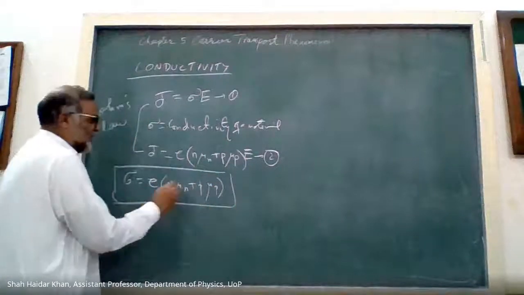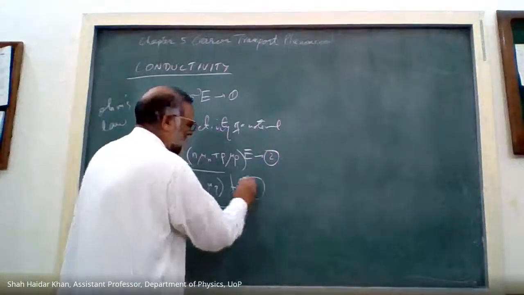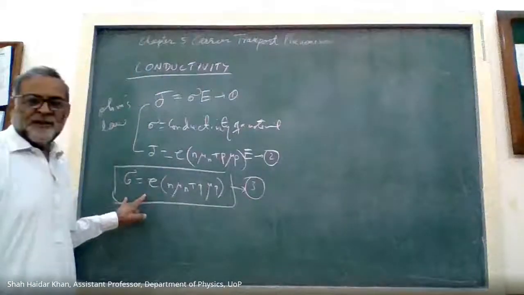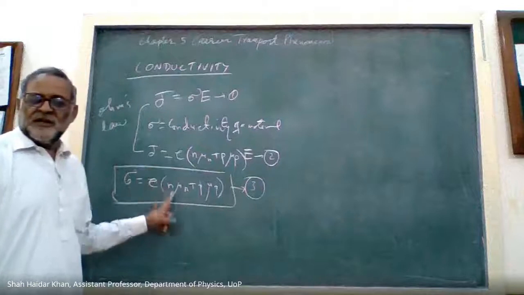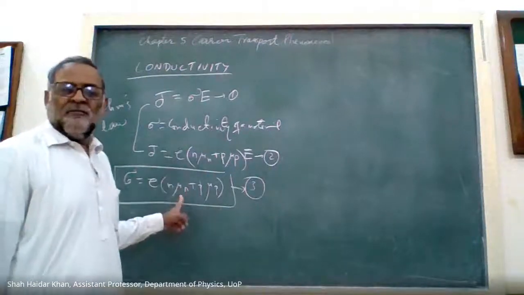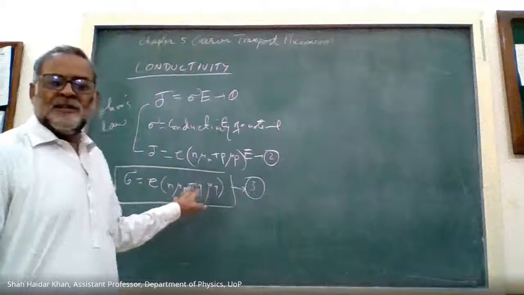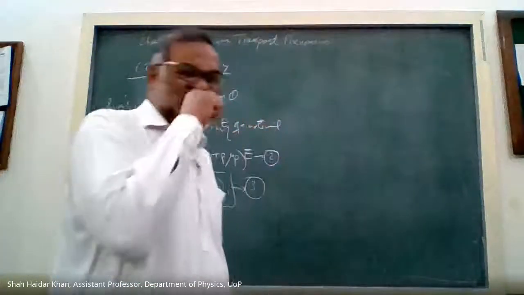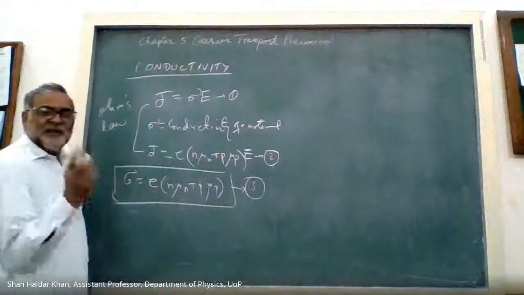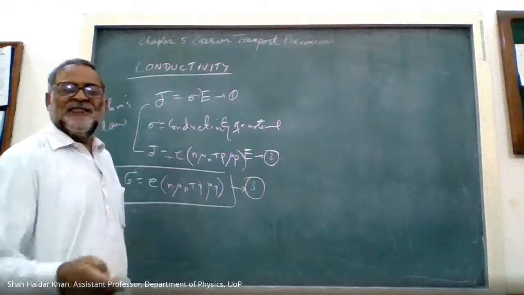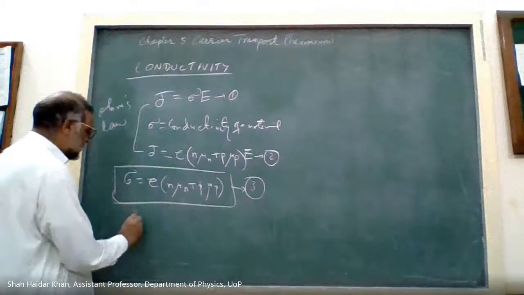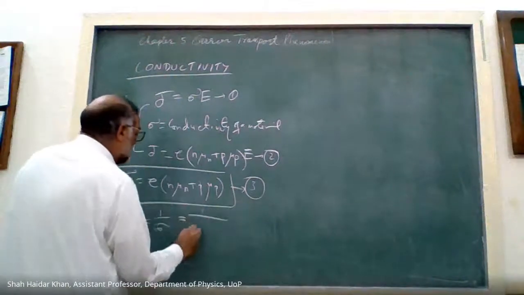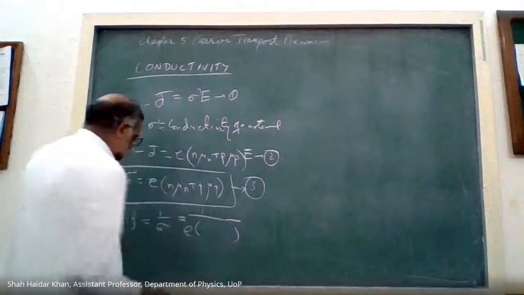Conductivity in semiconductors. You can calculate the conductivity of a material by this equation: sigma is equal to the charge of the electron, the concentration of electrons, and mu the mobility of electrons. If you know these things, you know the conductivity of the material. Similarly, resistivity is the inverse of conductivity, so resistivity rho is equal to 1 over sigma, which is equal to 1 over e(n mu_n + p mu_p).